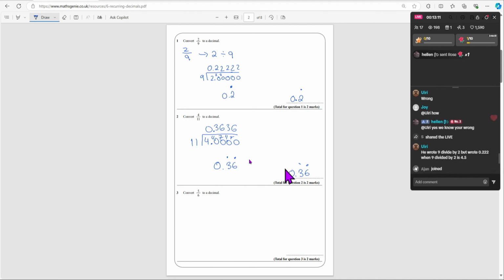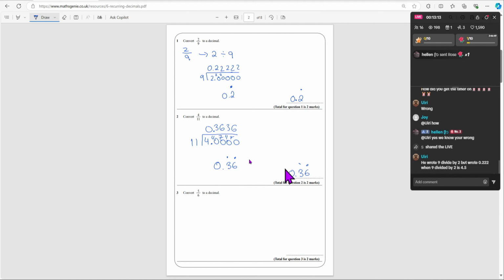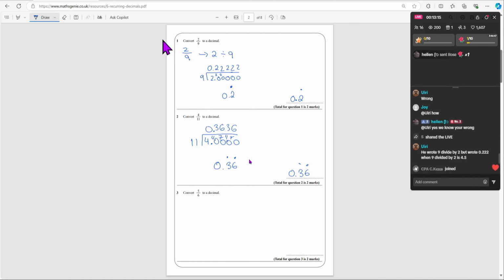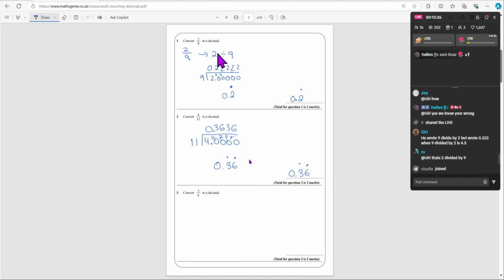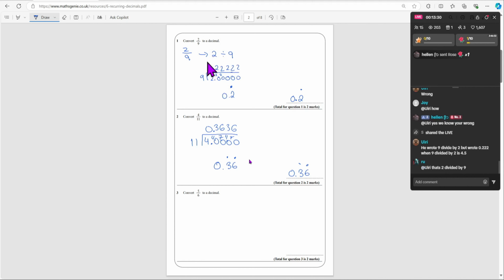No, I wrote 2 divided by 9. 2 divided by 9 is written like this in the bus stop method, and 2 divided by 9 is 0.222 recurring, and 9 divided by 2 is 4.5. So that's the other way around, okay? So don't get confused.